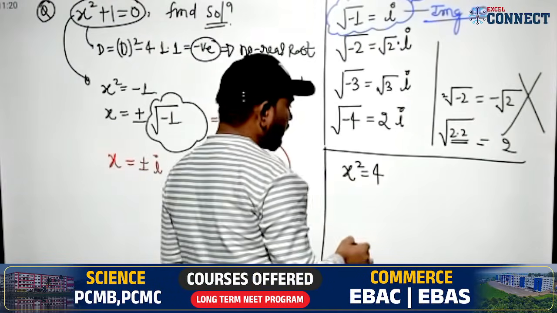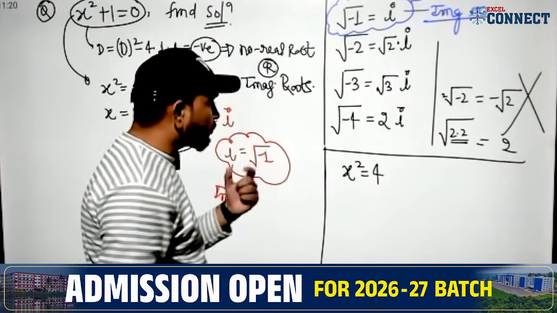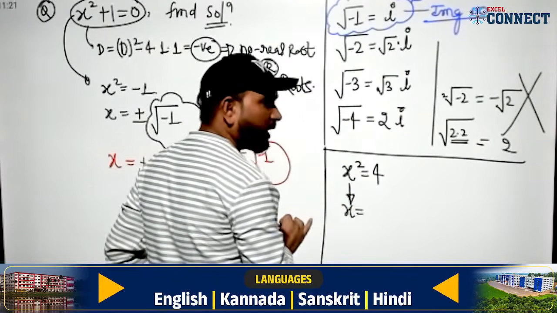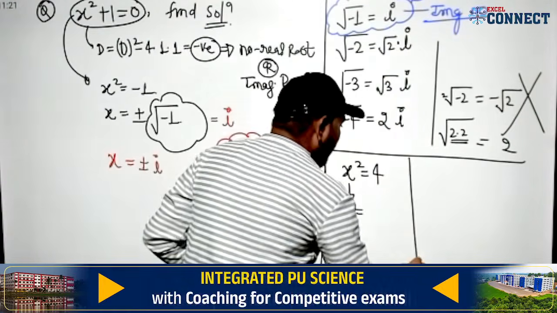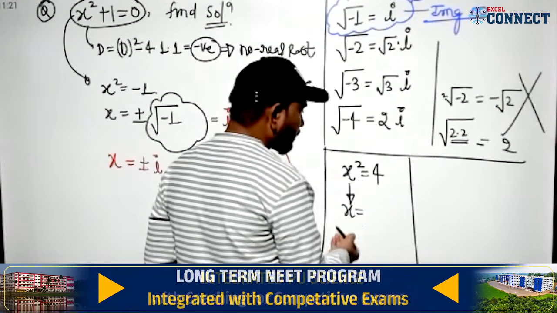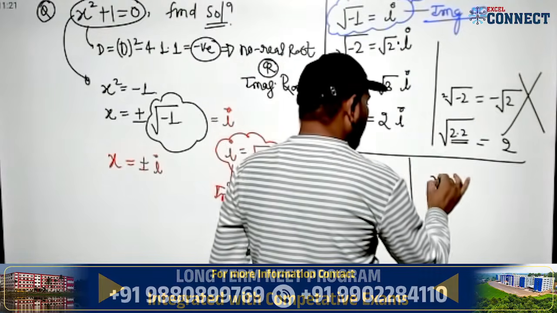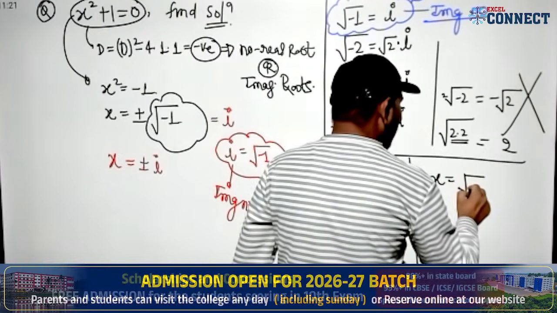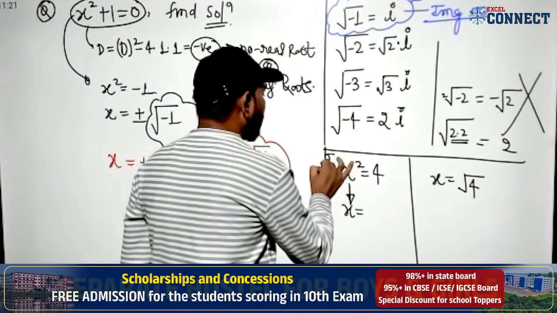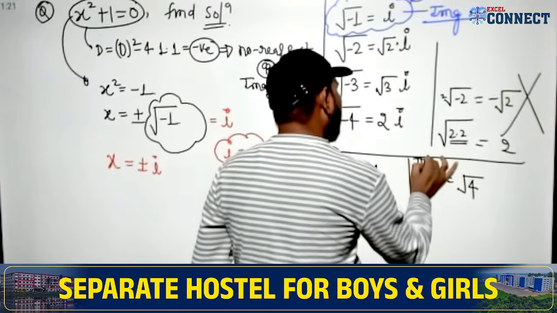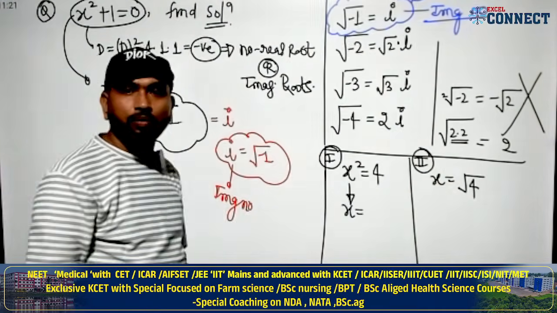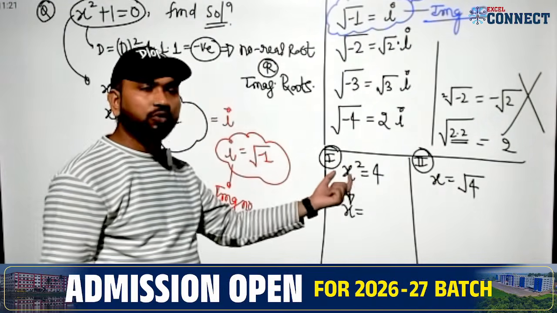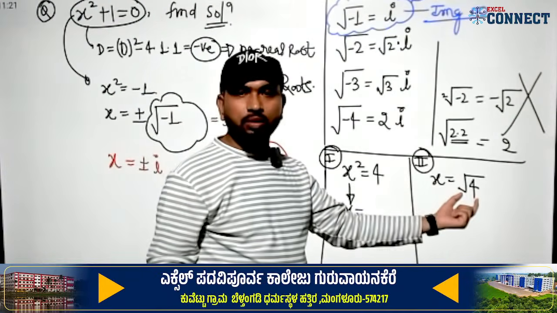See here, answer this question. X square is equal to 4, then what is x? First you answer this question, then I will ask a different question. If x is equal to root 4, then answer this question also. First question is x square is equal to 4. Second question is x equal to root 4. What is the value of x in each?